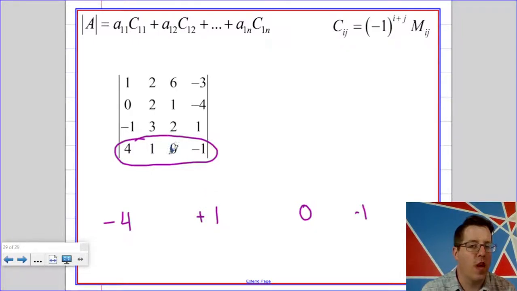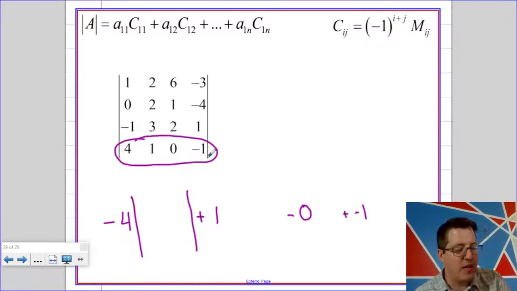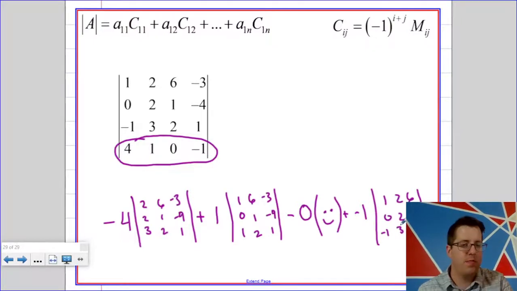4th row, third column. That adds to 7. That's odd. So I'm going to subtract, but it doesn't matter. And then 4th row, 4th column. That adds to 8. So I'm going to add. So I'm going to be adding a -1. Now, what am I going to be adding? Well, I'm going to be adding this 3x3 determinant set. I'm going to write them in and then talk about them.